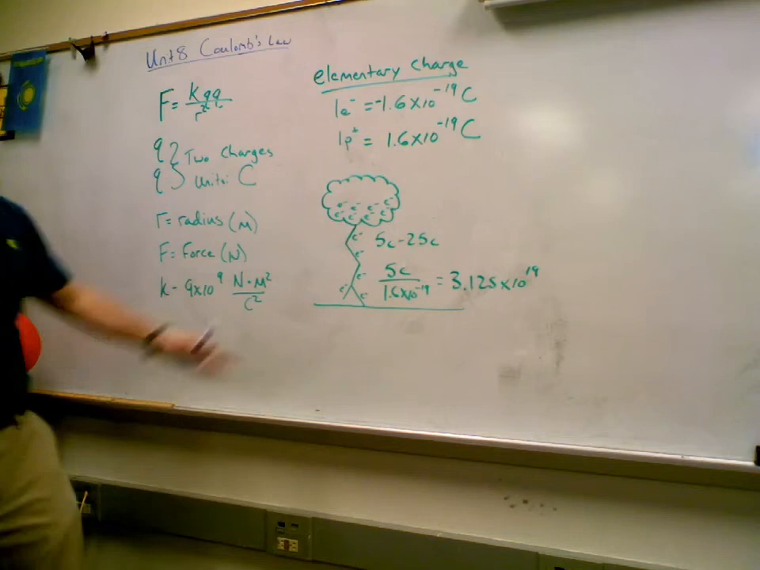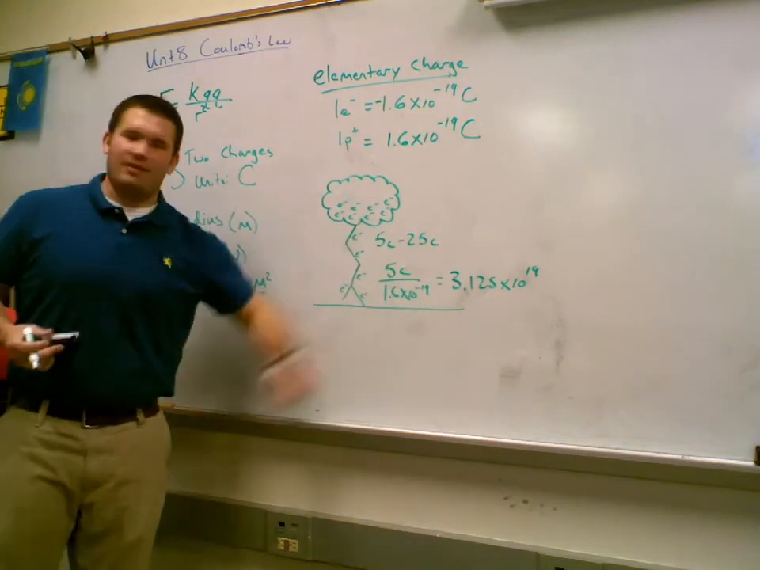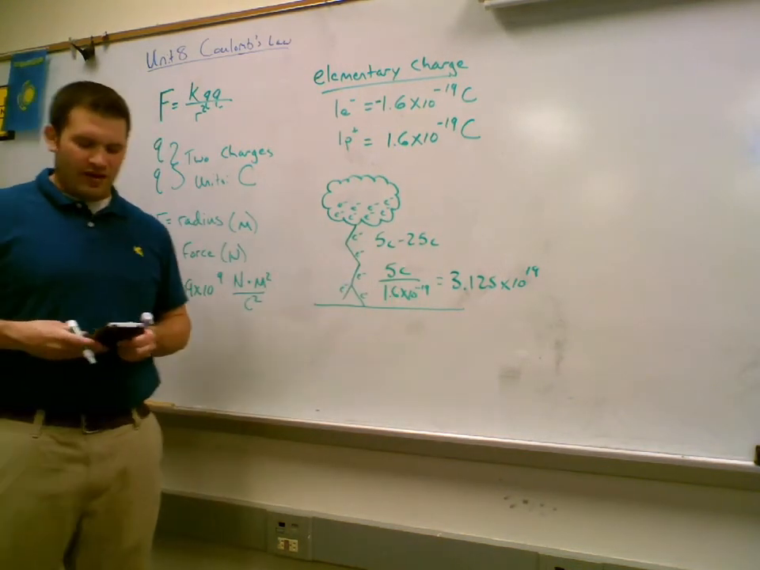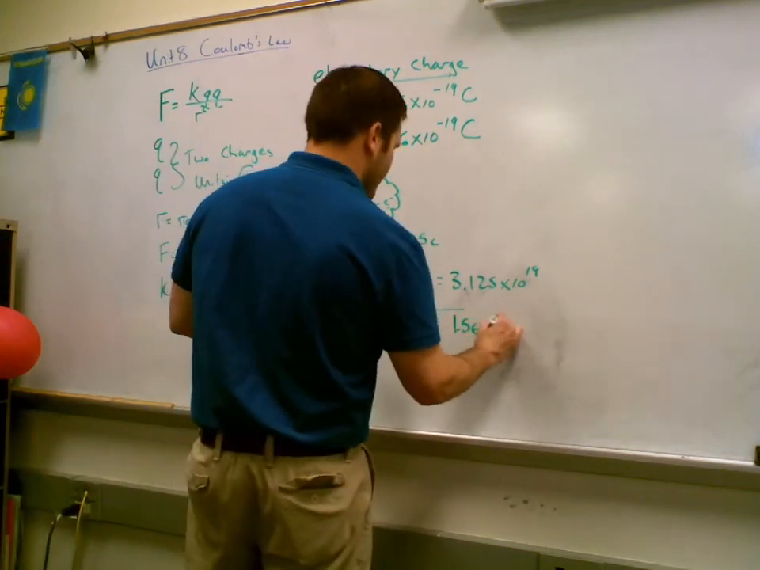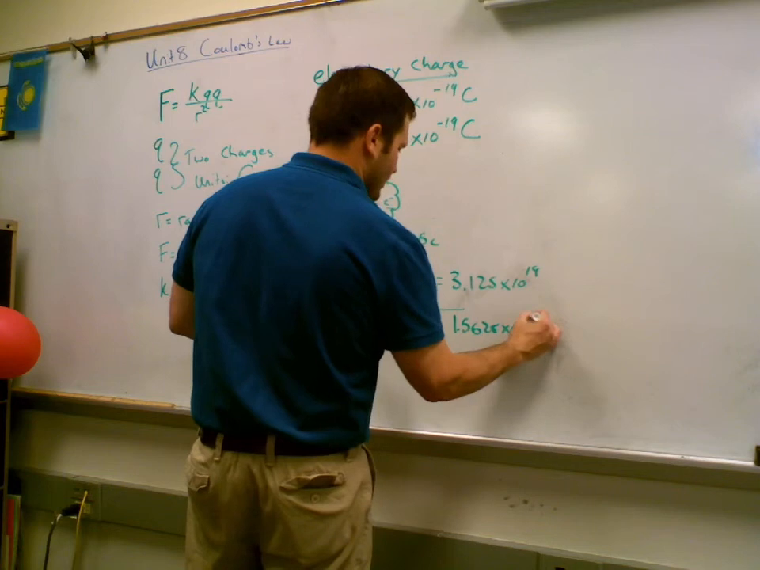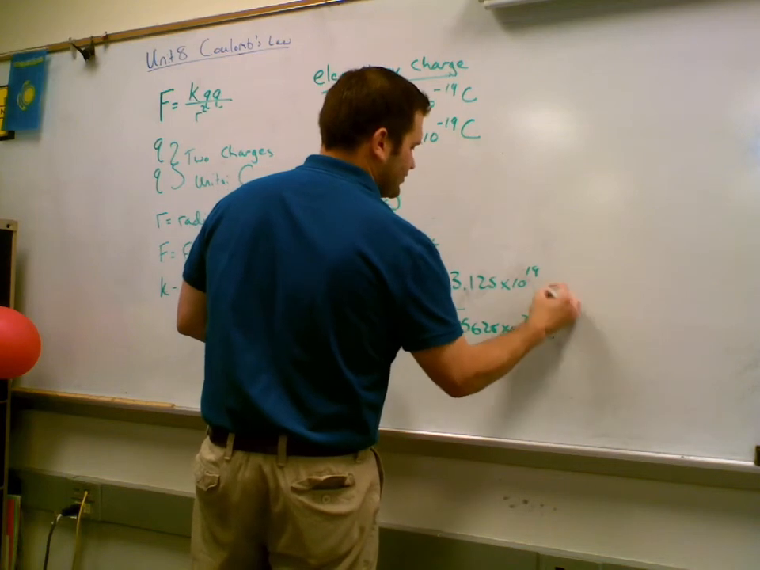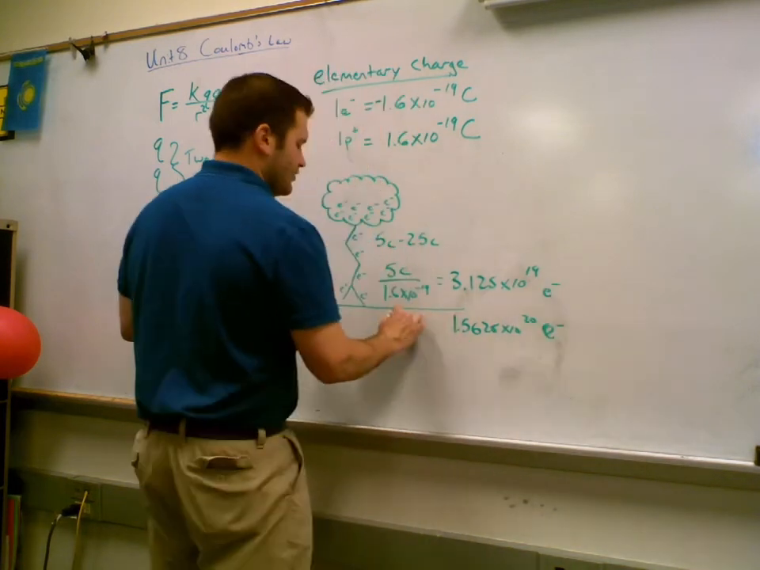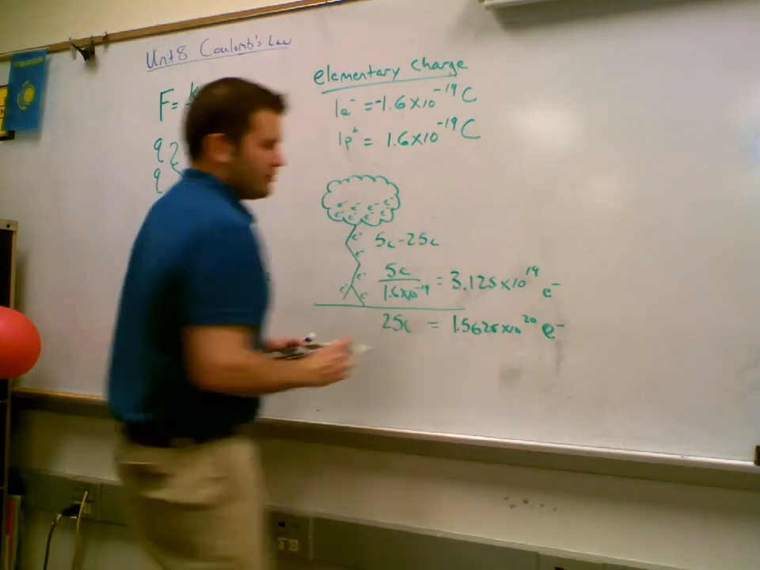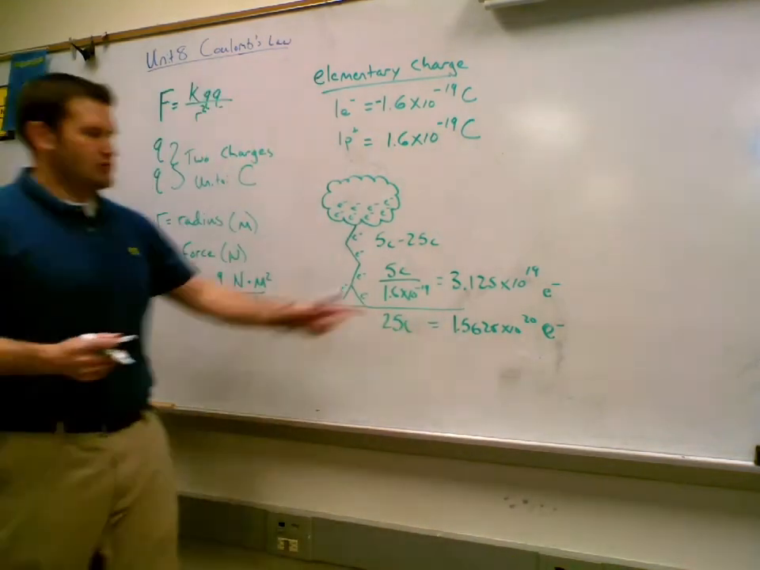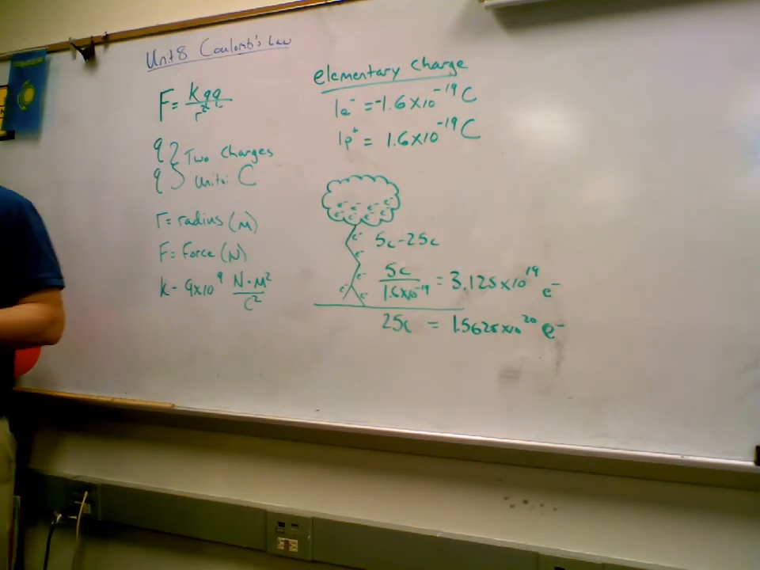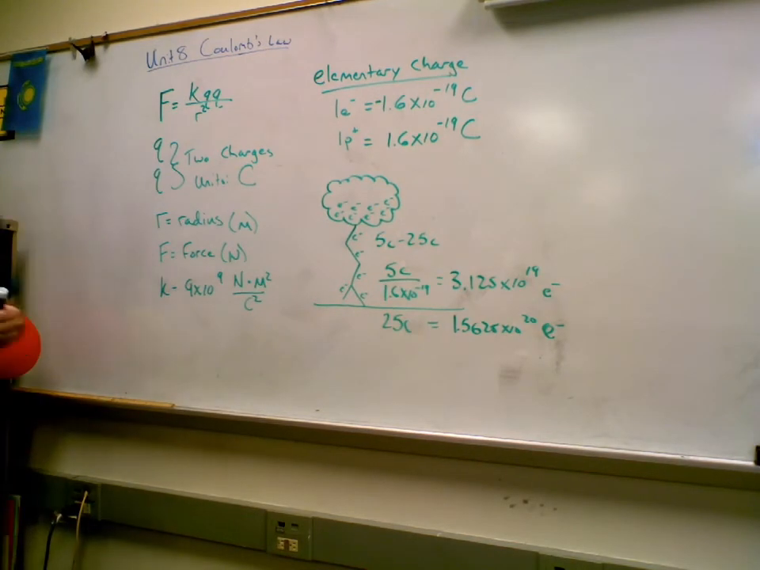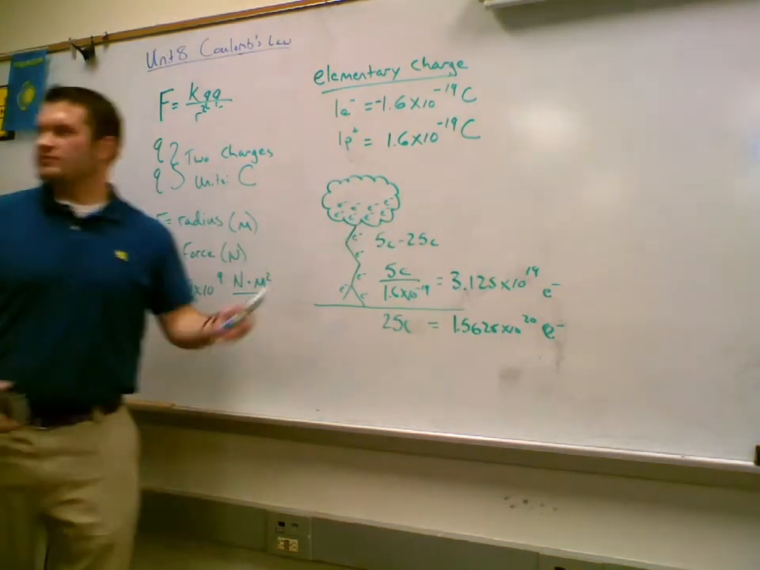Okay, big lightning bolts. They said between 5 and 25. Multiply that by 5, and it's 1.5 times 10 to the 20 electrons. Not much bigger. It's an order of magnitude bigger. It's like the difference between 3 and 15.